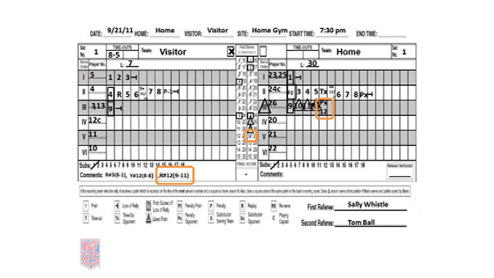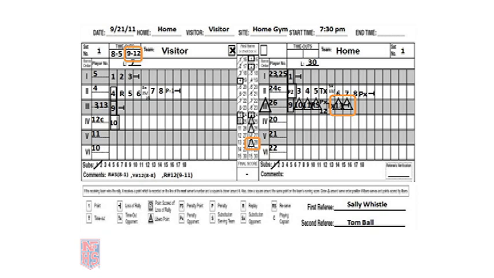Visitor number 12 is given a red card. In the visitor comments section is written R number 12 visitor 9-11. PX12 is placed in the next individual score box to show that point 12 was awarded due to a penalty on the opponent. Point number 12 is slashed in the running score column.